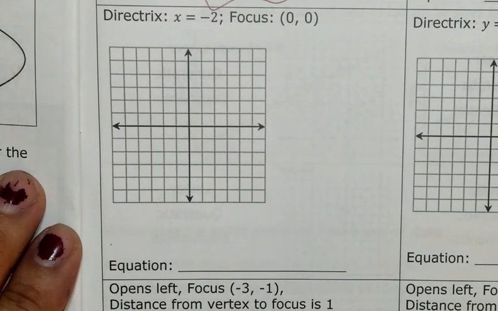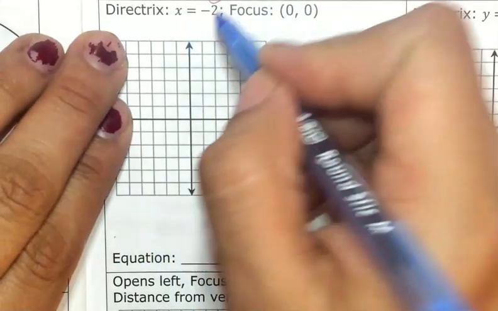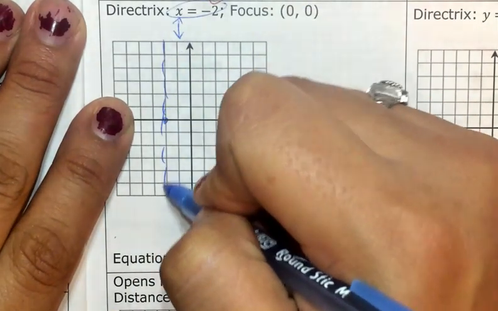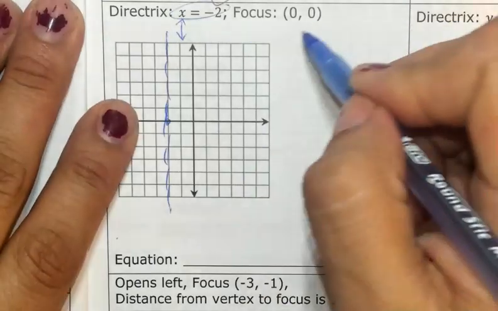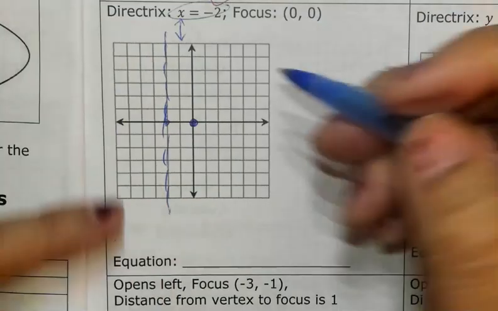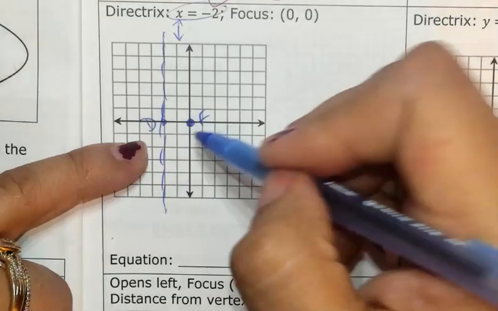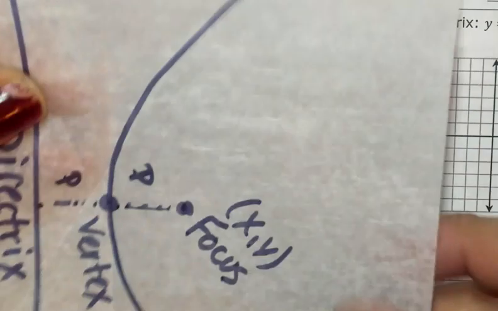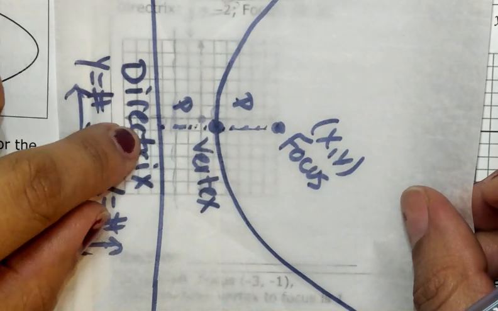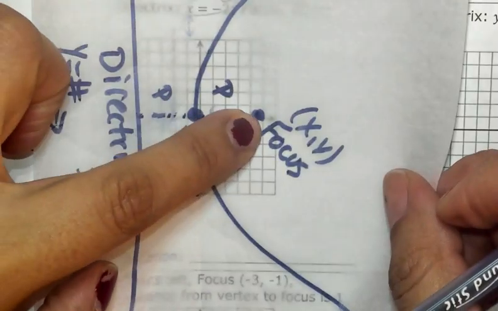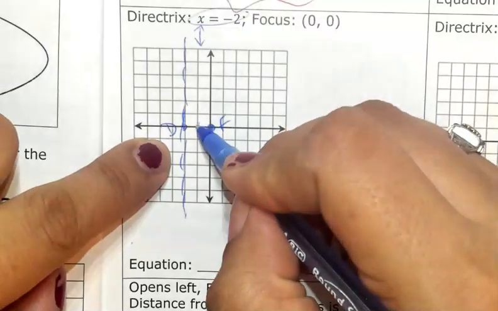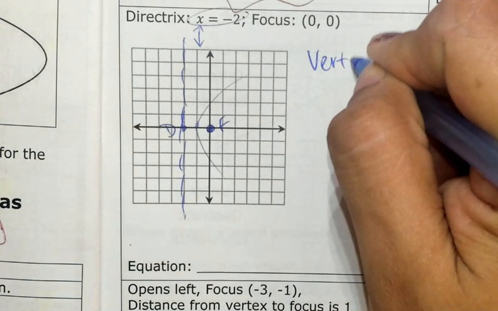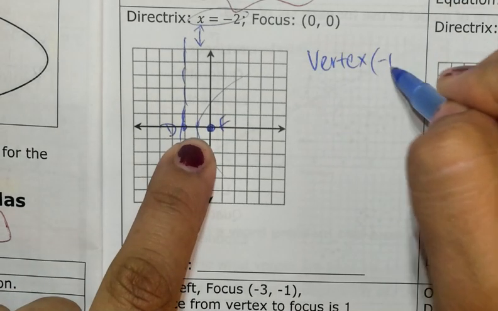Next, we have a directrix given. X equals -2, so that's a vertical line at -2. So this is the directrix right here. Focus is at 0, 0. So because this is the directrix and this is the focus, you need to understand that the vertex is in between. So if you follow the patty paper from yesterday, it's going to look something like this. The directrix, focus, vertex in between. Vertex would be -1, 0.